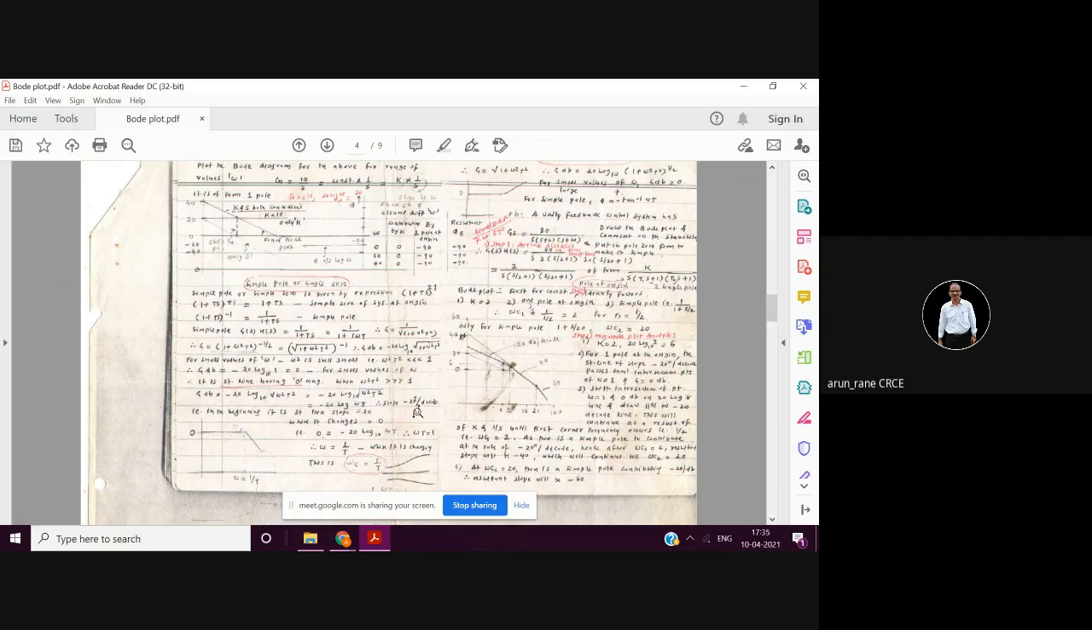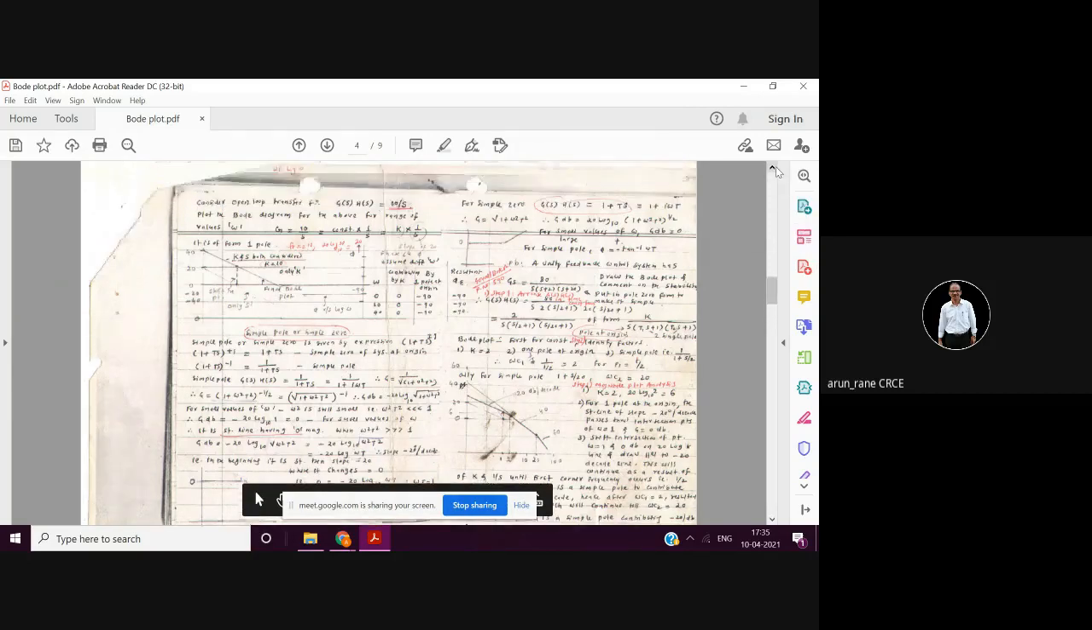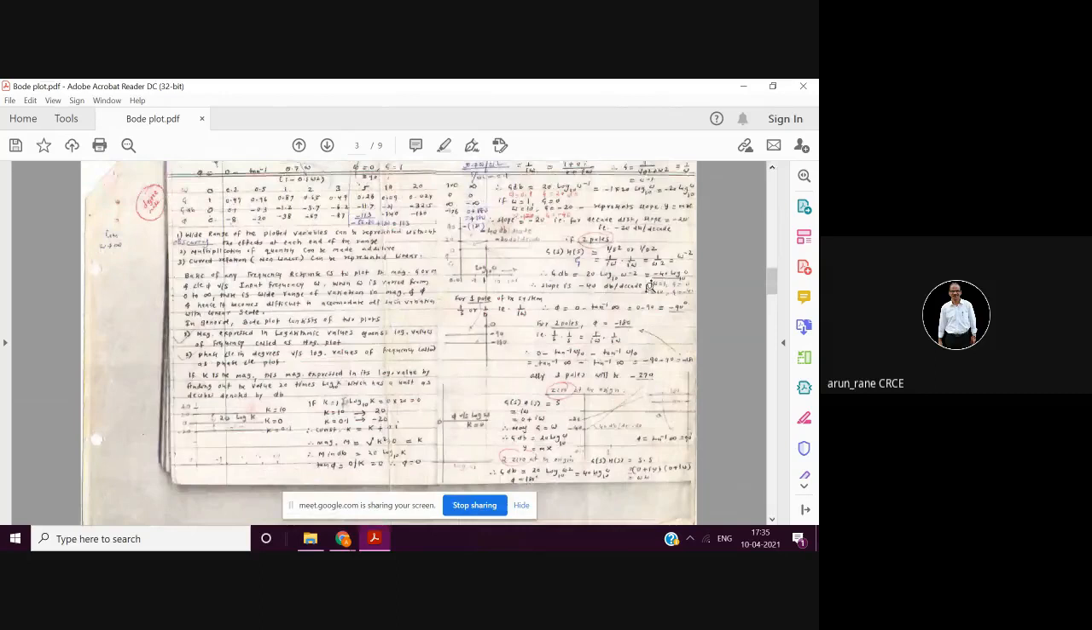So what will be the slope? Minus 20 per decade. Let me show again. What was the slope of 1/s? This is the graph of 1/s. So the slope was minus 20 decibel per decade. This is one decade. The slope of 1/s square will be minus 40 per decade. 1/s cube will be minus 60 per decade.